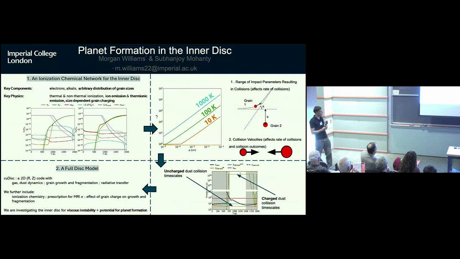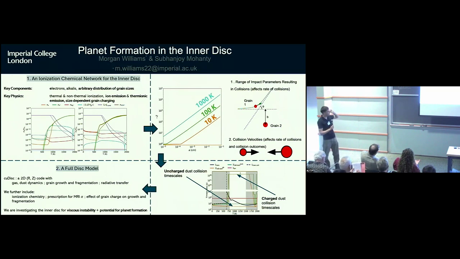Now if we look in this bottom right quadrant and we look at the orange and the green lines, the top solid orange and green lines are for the charged dust, and they're the collision timescales between the grains for different sources of relative velocity. So we've got Brownian motion and turbulence, and we find that they're incredibly large. So it's very significantly inhibiting collisions. And you can see, by comparison, the uncharged dust collision timescales in the dashed lines there.